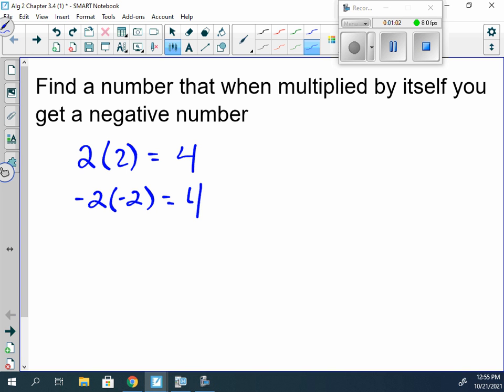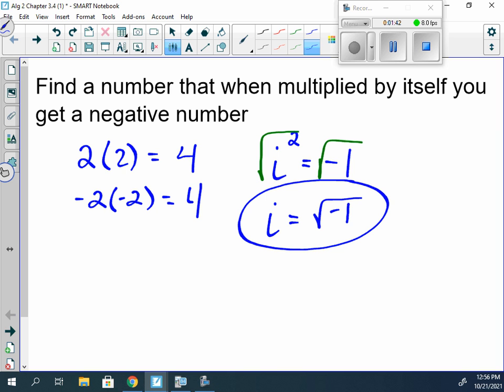So what we're really trying to get at is, let's imagine a number, let's call it i, that when multiplied by itself, when it's squared, equals a negative number. Because that's really what we're trying to get at: what number times itself would be negative? Well, if we square root both sides, our imaginary number would just be the square root of negative 1. And that's actually what it is. i is defined as the square root of negative 1.